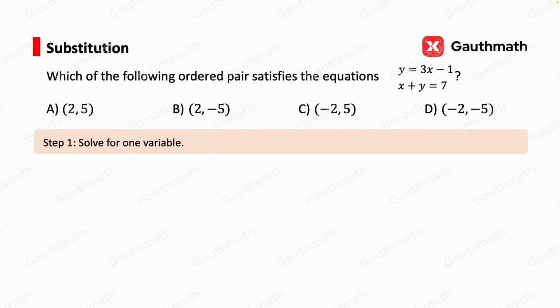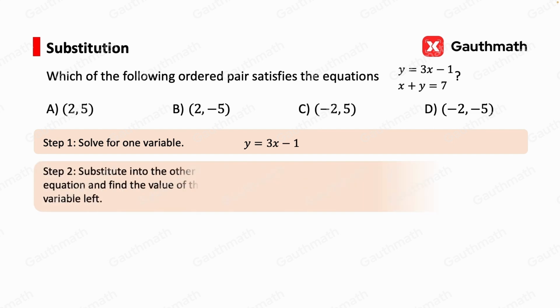Step 1, solve for one variable, meaning you need to isolate one variable, x or y, by itself. In this case, y equals 3x minus 1, the first equation, y is by itself already, so we don't have to do anything here. Step 2, substitute into the other equation and find the value of the variable left. So we are going to replace y in the second equation by 3x minus 1 from the first step. So the second equation, no more y, it's replaced by 3x minus 1, and then we combine like terms, solve for x, and x equals 2.